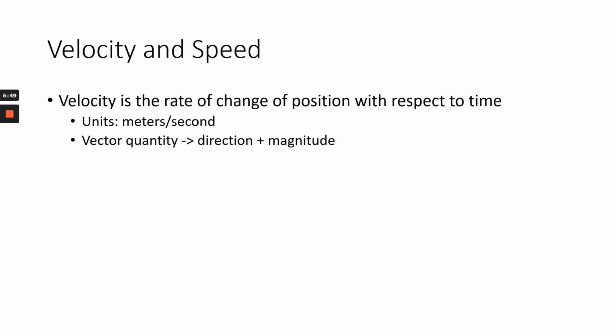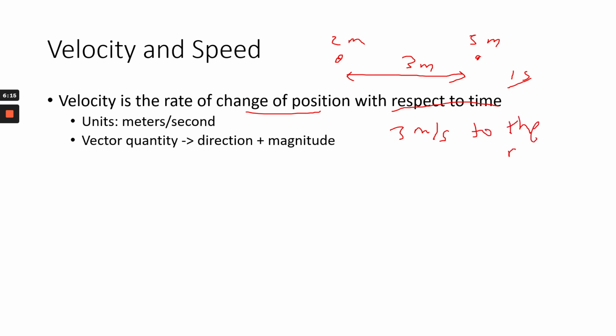Cool. Okay, so now let's talk about velocity versus speed and try to understand the difference here again. Velocity is the rate of change of position with respect to time. So what this means is if you have an object at a position of 2 meters and then it goes to 5 meters in 1 second, your velocity is the rate of the change of this position. So the change of the position was 3 meters, and the rate of change happens with respect to time, so in 1 second. So your velocity in that case would have been 3 meters per second, and let's call this to the right, because we went to the right.